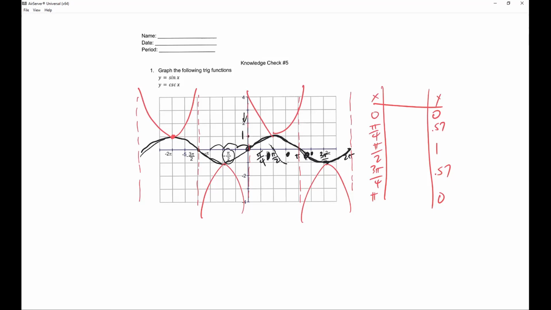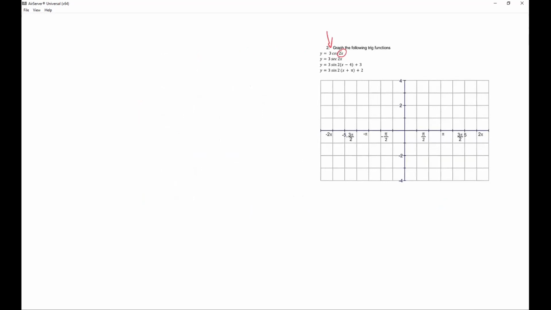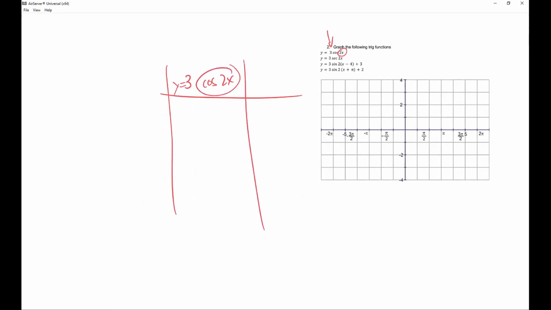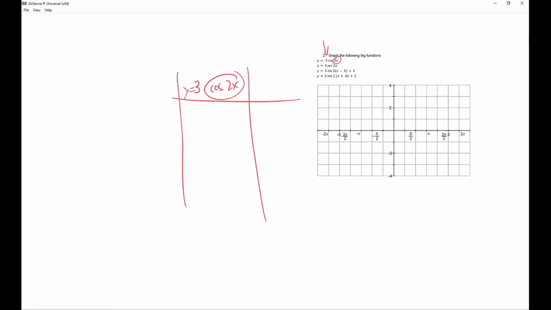You good? All right, number 2 is the more difficult one. We have 3 as the amplitude. That's pretty easy. But then once we get the 2x, then life is good. So it'll be like y equals 3 cosine 2x. You may want to get the cosine 2x first. Try to get that going a little bit. So let's graph this first. Let's ignore the 3 and graph just y equals cosine 2x.